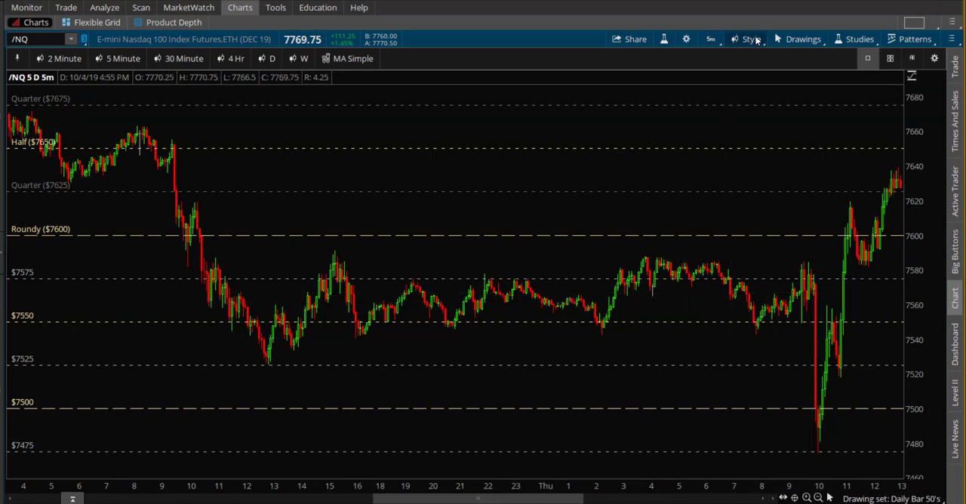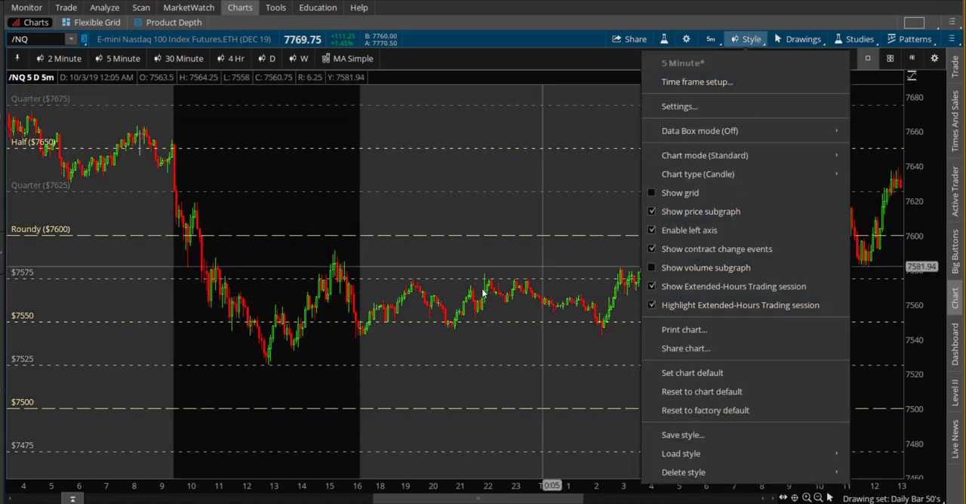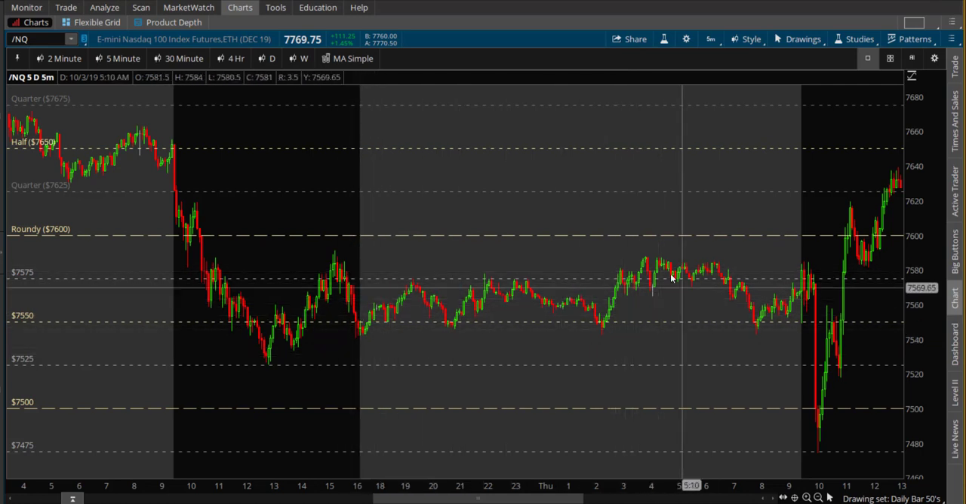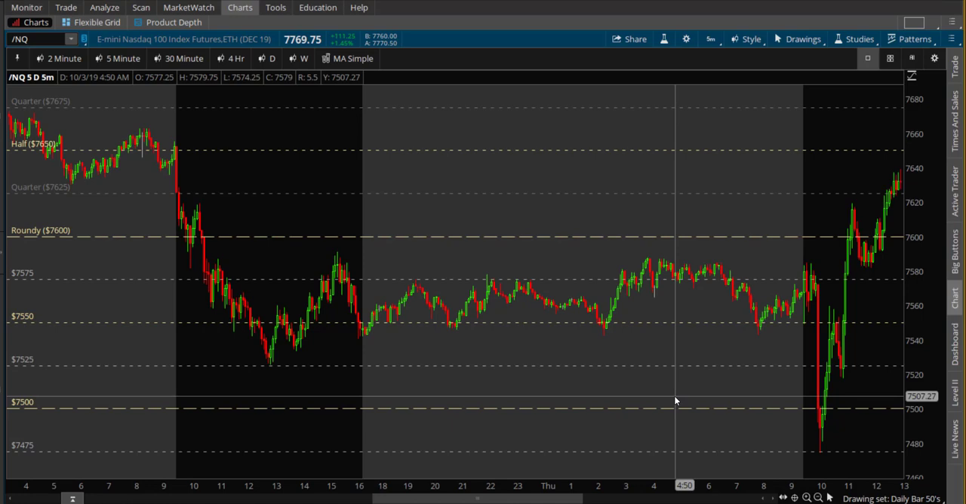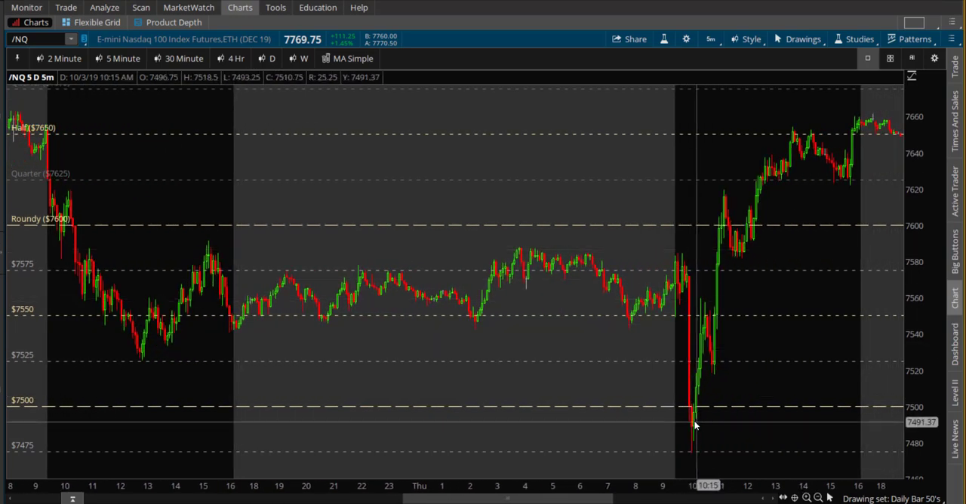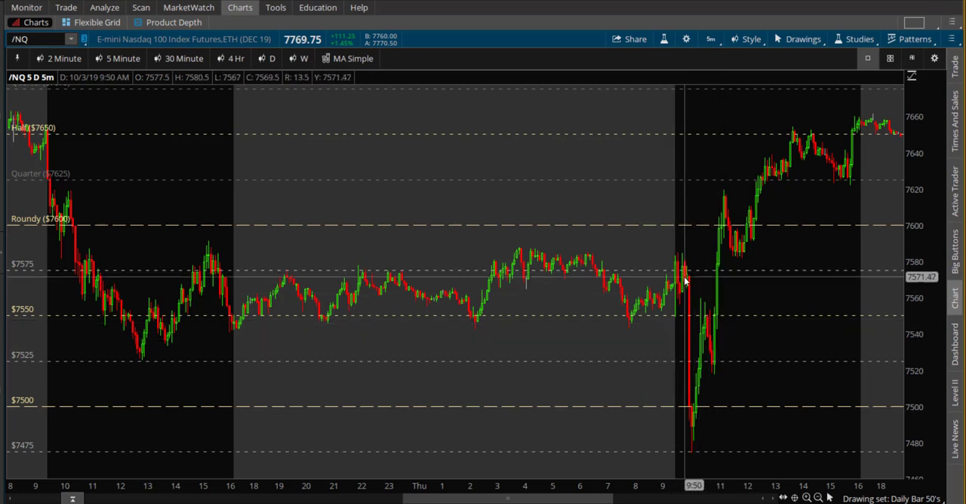Let's turn on some lines and make this a little clearer to see. We'll highlight the extended hours. There we go. So there's Thursday's Globex. Range bound all night long. Didn't get anywhere. The market opened on Thursday and it got wild. It went whippy, right? But off of this low, we had an opportunity to trade.